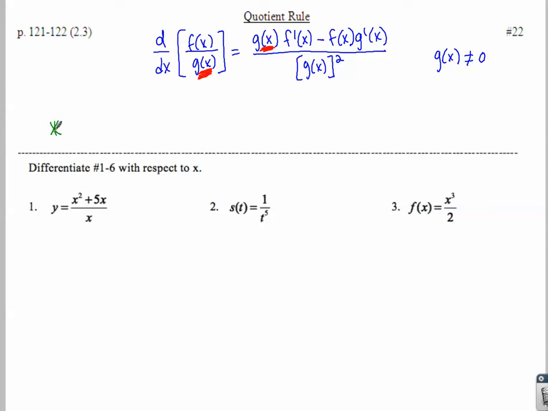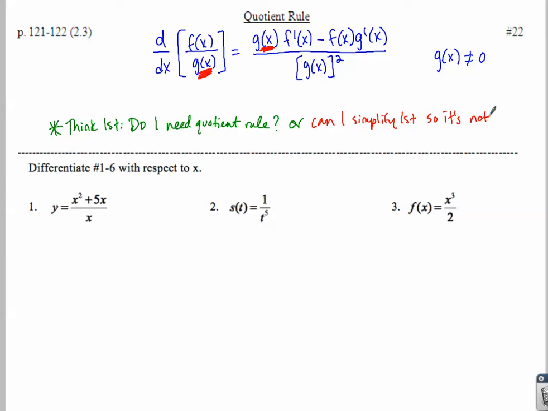Also, important note, just like in product rule, think first. Do I need quotient rule? Meaning, does it have to be a quotient? Or can I simplify first so it's not a quotient? Because if I can, then I save lots of time.